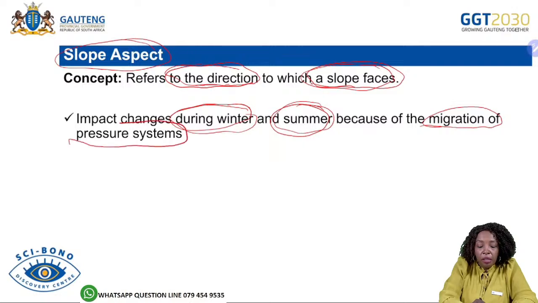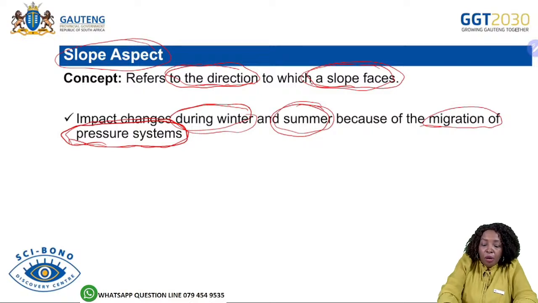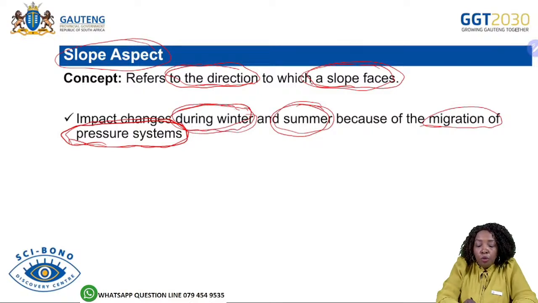In our previous lesson, we were talking about the movement or the shifting of the ITCZ, which then impacts on our pressure systems. The three pressure systems that we discussed are the ones that are responsible for our winter as well as our summer. So the effect of your Kalahari high pressure in the interior, the South Atlantic high pressure cell over the west coast, and the South Indian high pressure cell over the east coast.